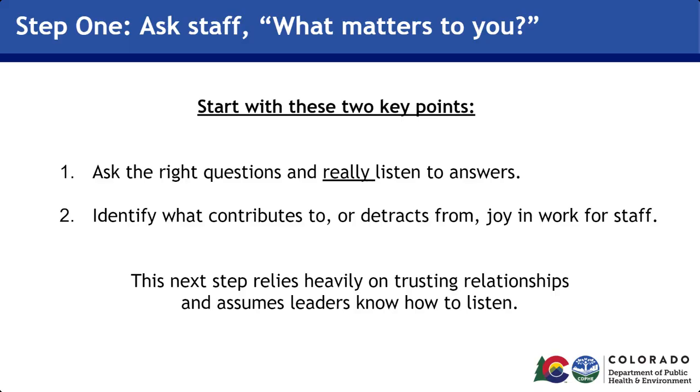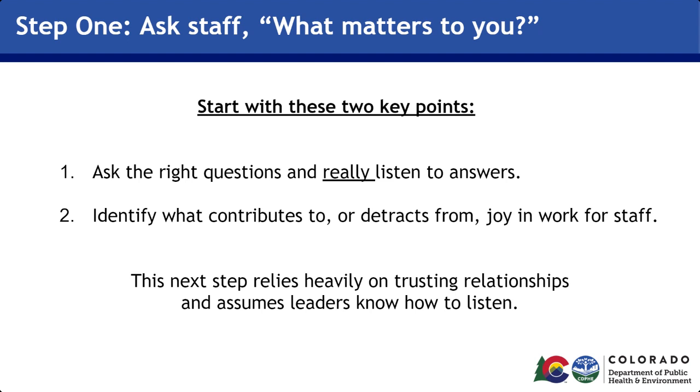So the first step is asking staff what matters to you. You're going to start with 2 key points: asking the right questions and really listening to the answers, and identifying what contributes to or detracts from joy in work for staff. This step relies heavily on trusting relationships and assumes leaders know how to listen.